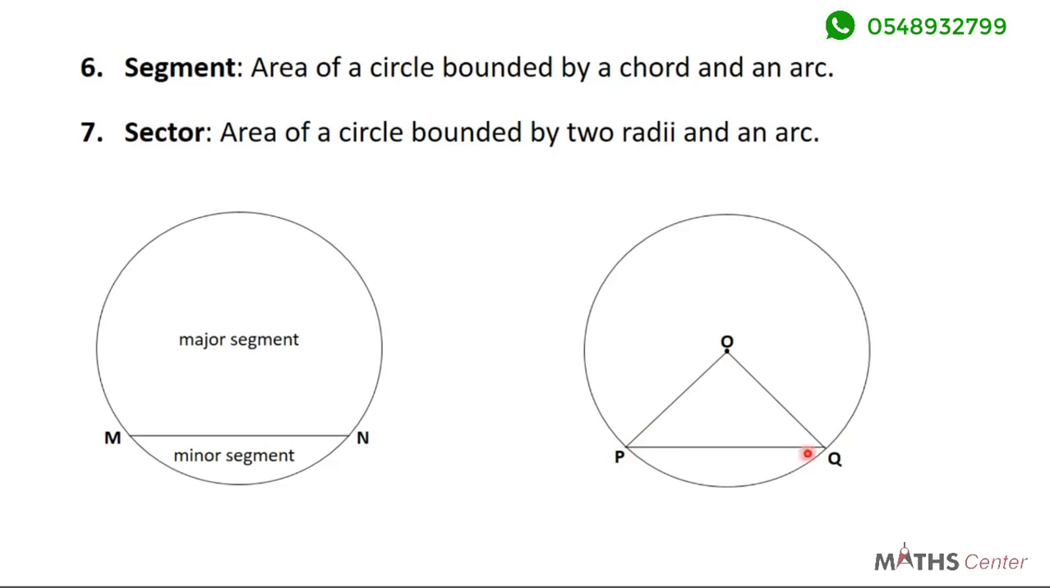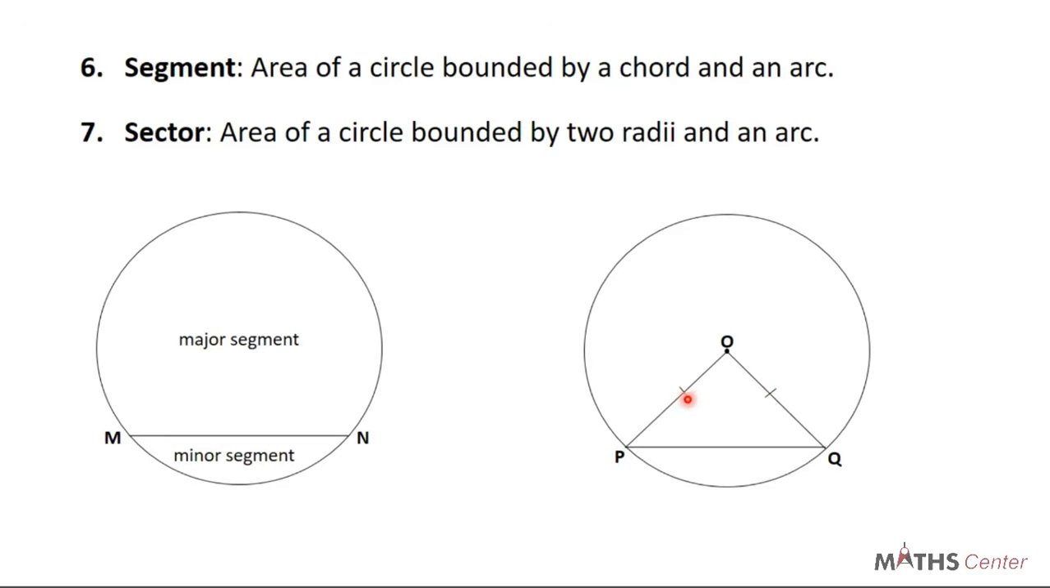PO is a radius, QO is also a radius. So if we are referring to PO as the radius and we are using the letter R to represent it, QO is also R, because the radius of the circle is always equal no matter the direction it takes. What this means is that this line PO is equal to line QO. So this side here is equal to this side.